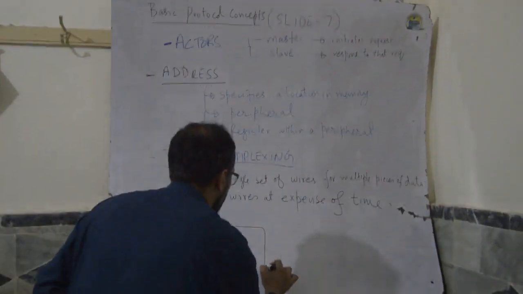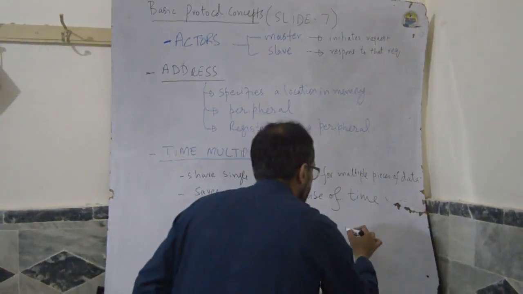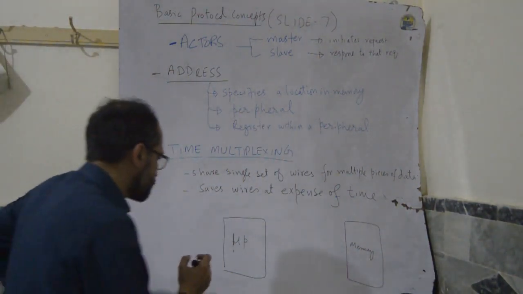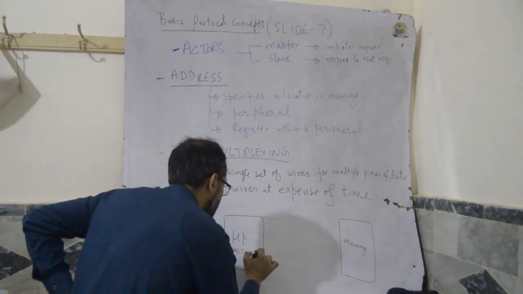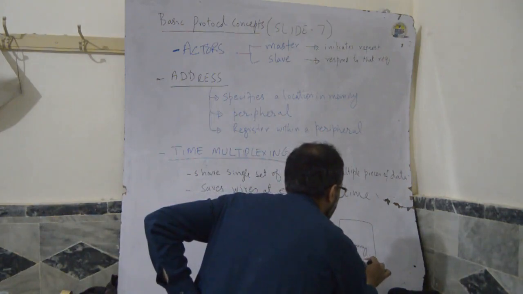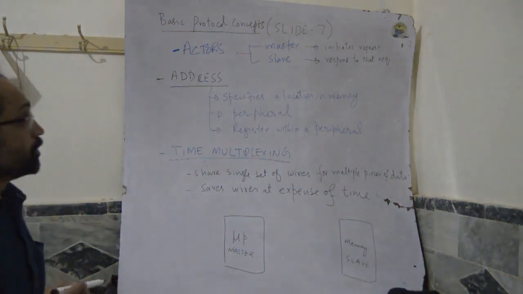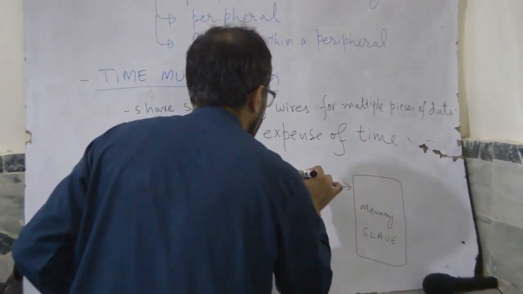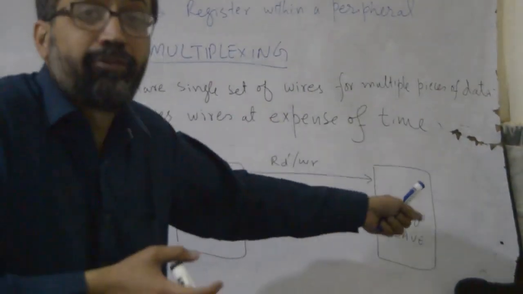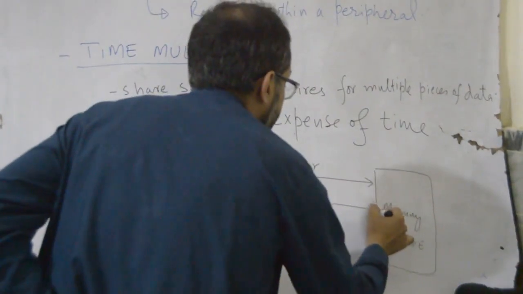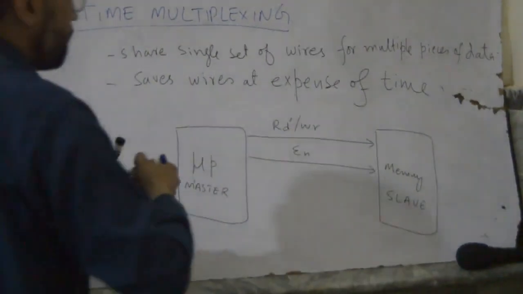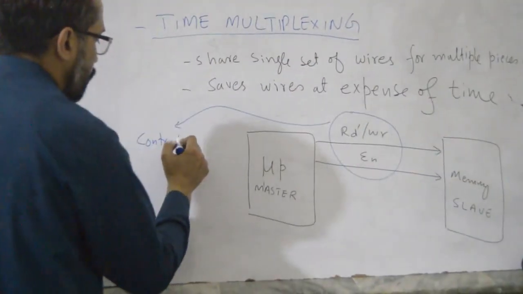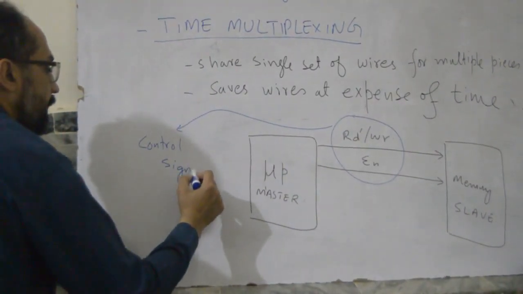Let's assume that microprocessor is interfaced with memory. So microprocessor is an active device, so it will act as a master, and memory will act as a slave. Microprocessor will initiate the request by providing a signal, for instance, read bar write. Microprocessor wants to perform a write operation on the slave or a read operation, and it will also insert this with signal enable. These two types of signals are called control signals.